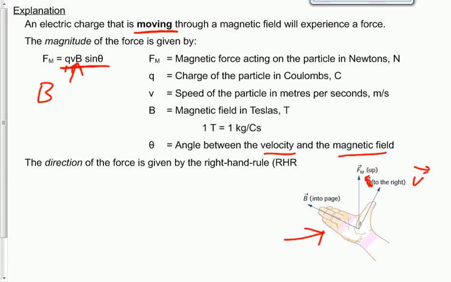B is the direction of the magnetic field. And remember, the magnetic field, by definition, B points in the direction that a north pole would experience the force.